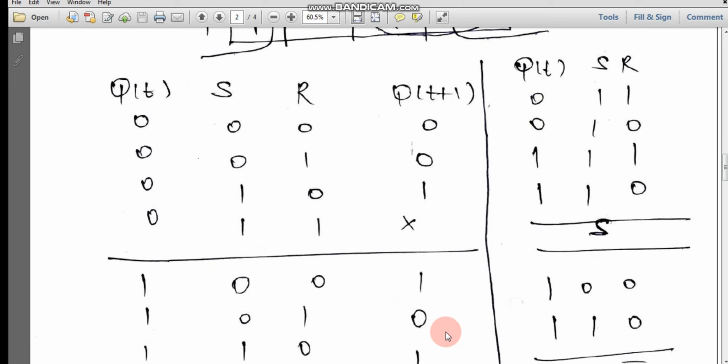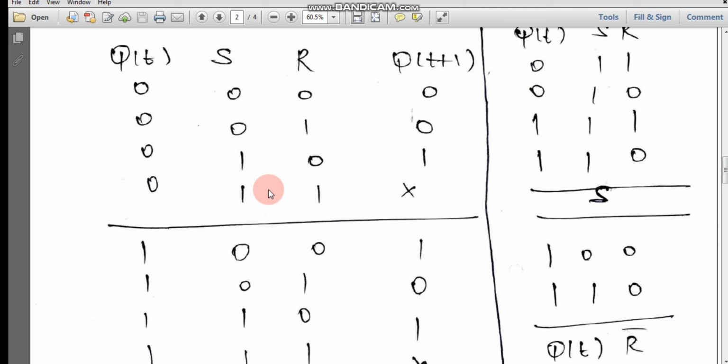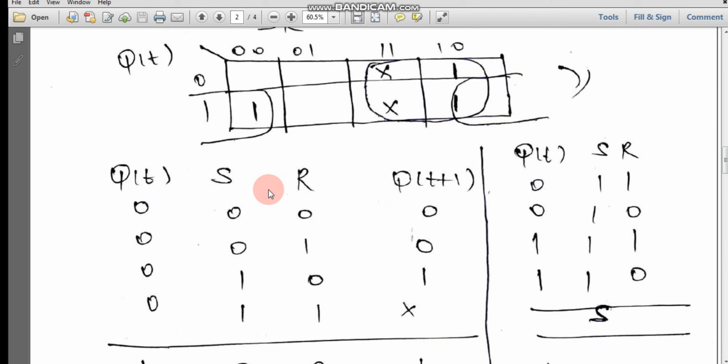And next to this, Q of t is 1 for the given input combinations 0 0, 0 1, 1 0, 1 1. So 0 0, no change, the 1 repeats here also. This is the reset state, so it can go to 0. This is the set state, so it can be set to 1. For the 1 1 input combination, either it should be 0 or 1, it is undetermined. So from this, we are supposed to put the values in this K-map and find out the state equation.